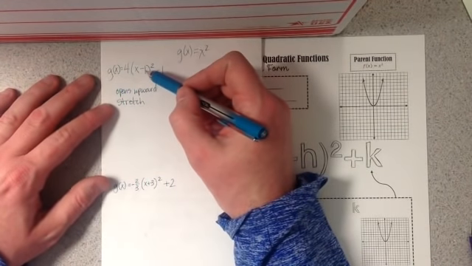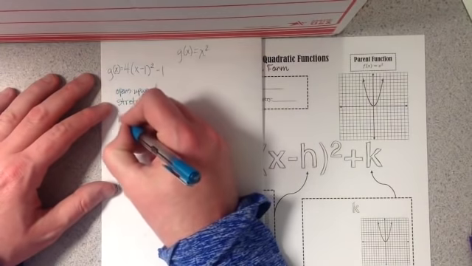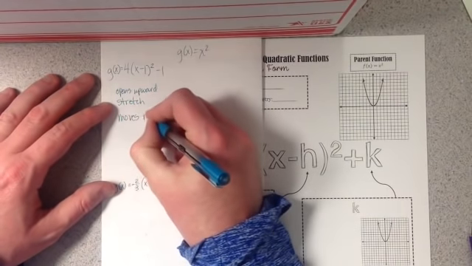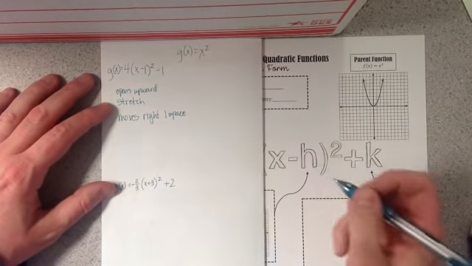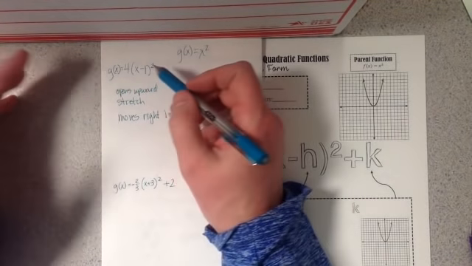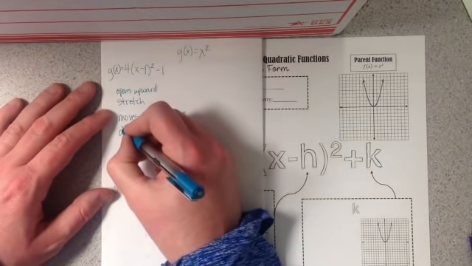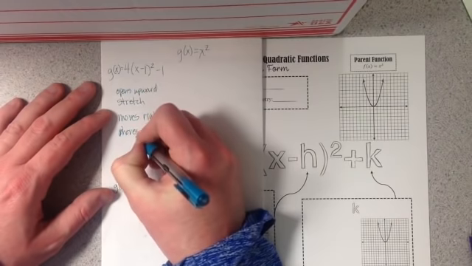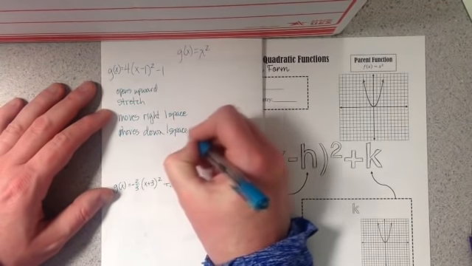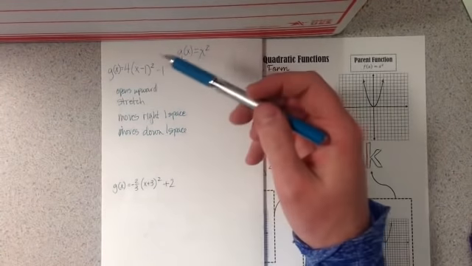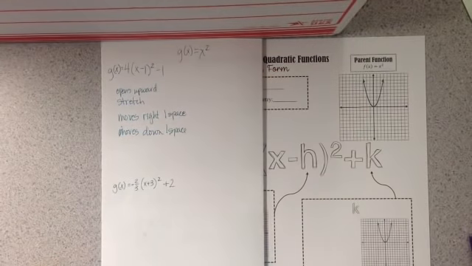So let's look at h. h is positive 1 because it's x minus 1, so that means it moves right 1 space. Okay? And that's all that tells us. So we look at k. k is a negative 1, so that means it moves down 1 space. Okay? Again, a, h, and k tell us all of this information.